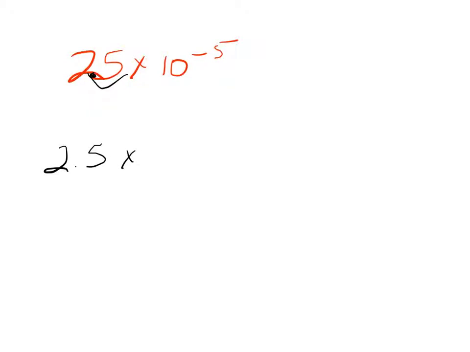Example 1, write 25 times 10 to the negative 5th in scientific notation. Well, I don't have a decimal in the 25, so I've got to add a decimal in there, and that means I moved it one place. So I'm going to go 2.5 times 10.